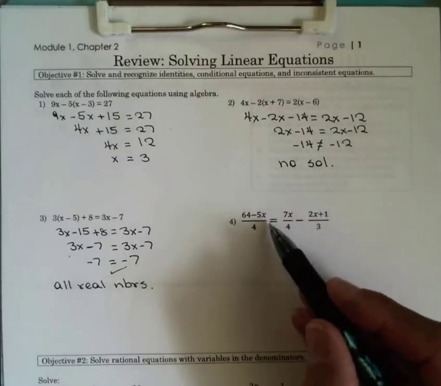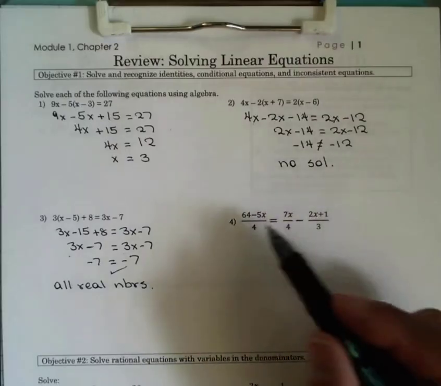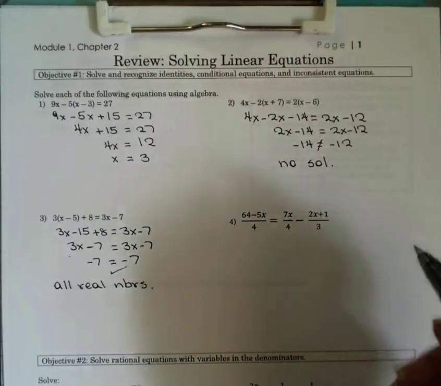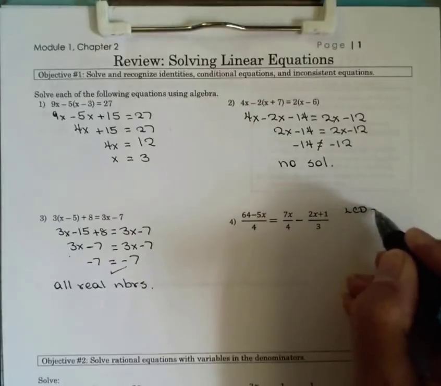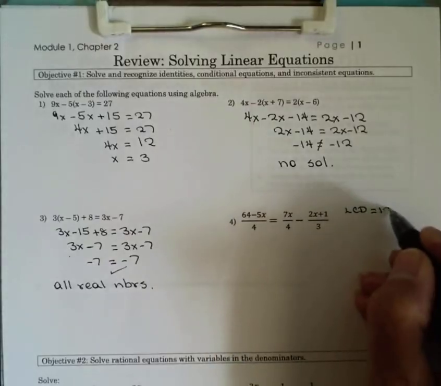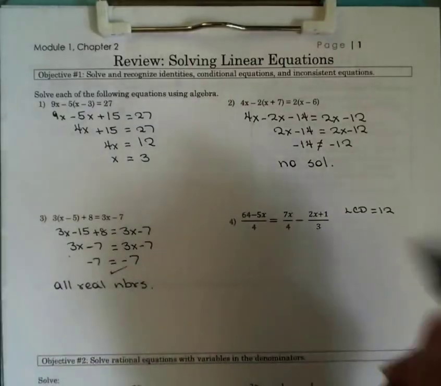Whenever you have an equation that has fractions in it, what you want to do first is clear the fractions. You look at the fractions and try to come up with the least common denominator. Well, 4, 4, and 3, the smallest thing they will all three divide into is the number 12. So I've got an LCD of 12, and I'm going to clear these fractions. I'm going to get rid of them.